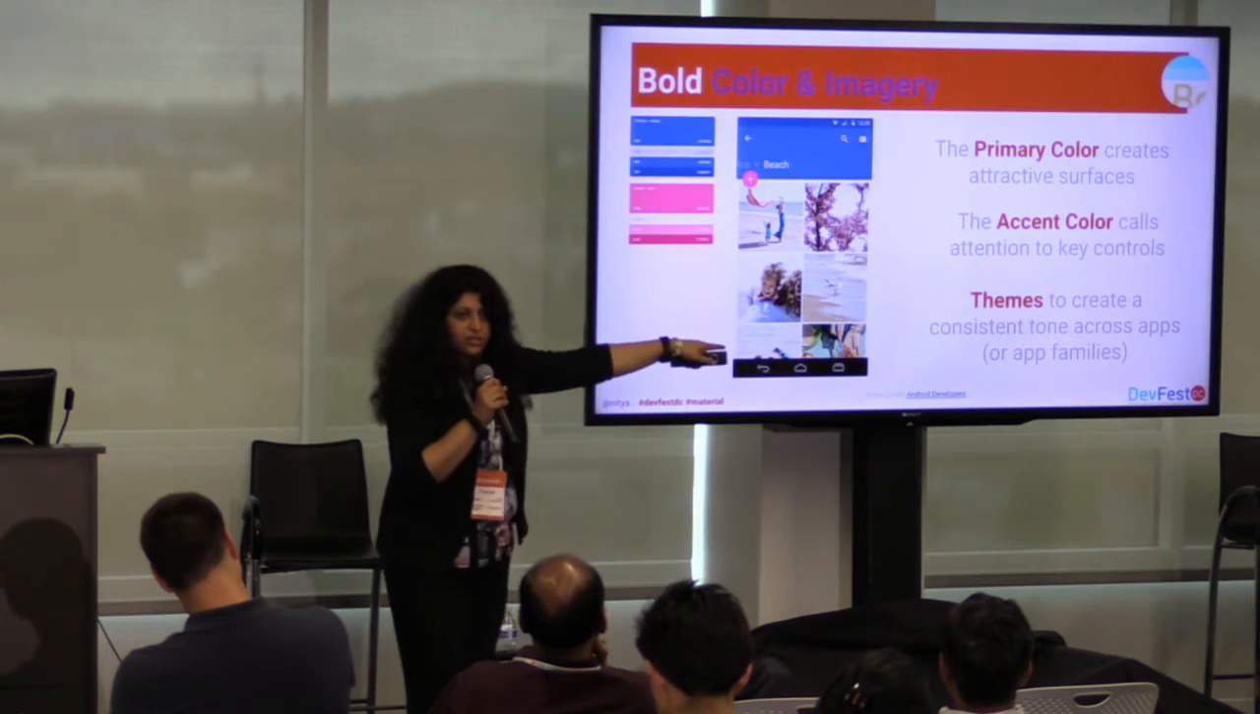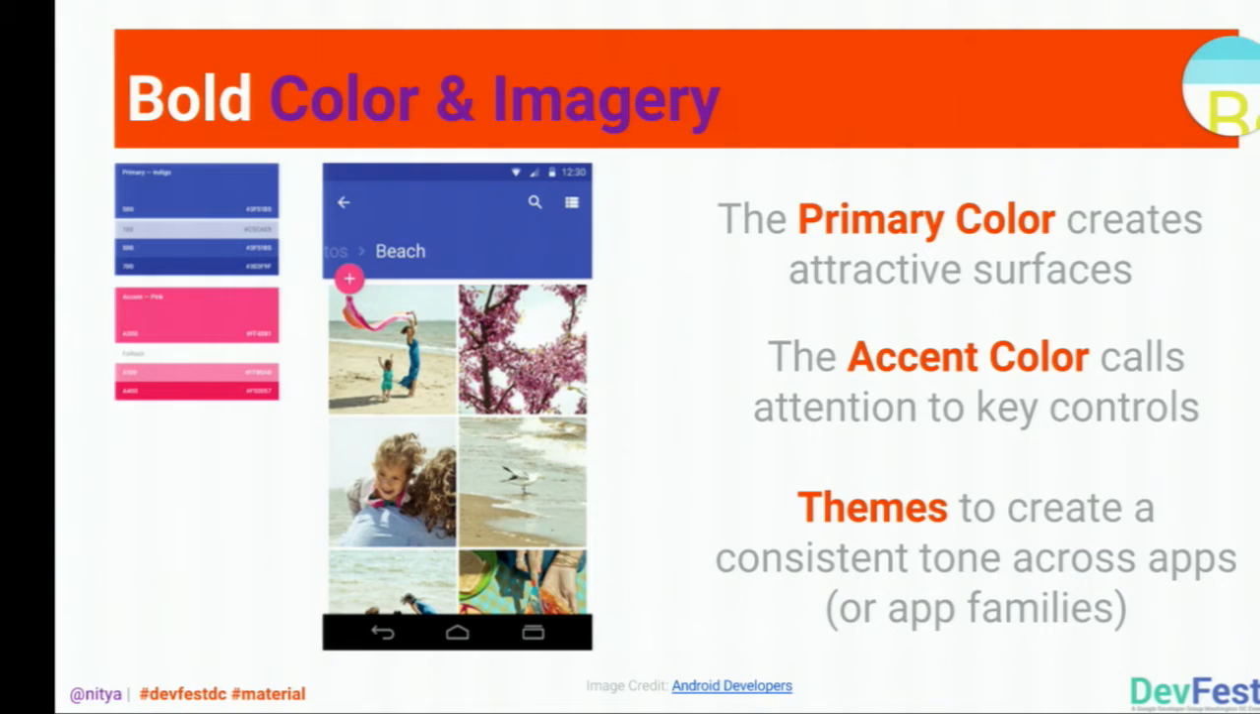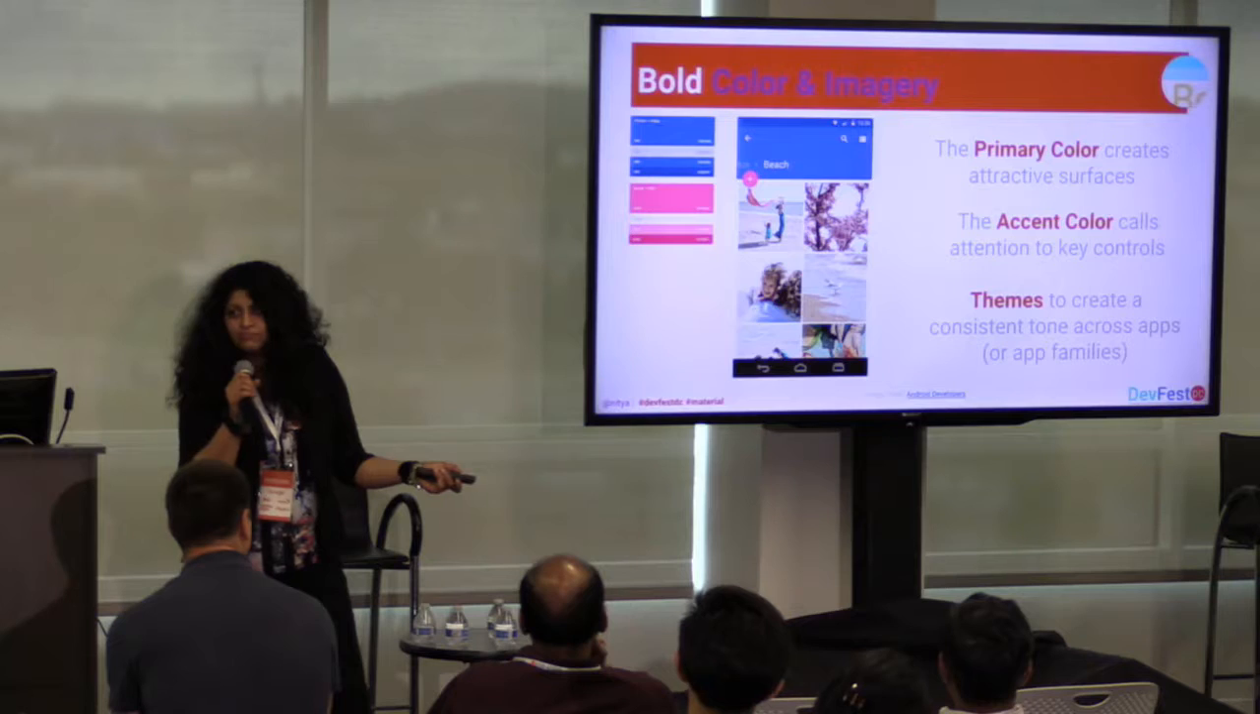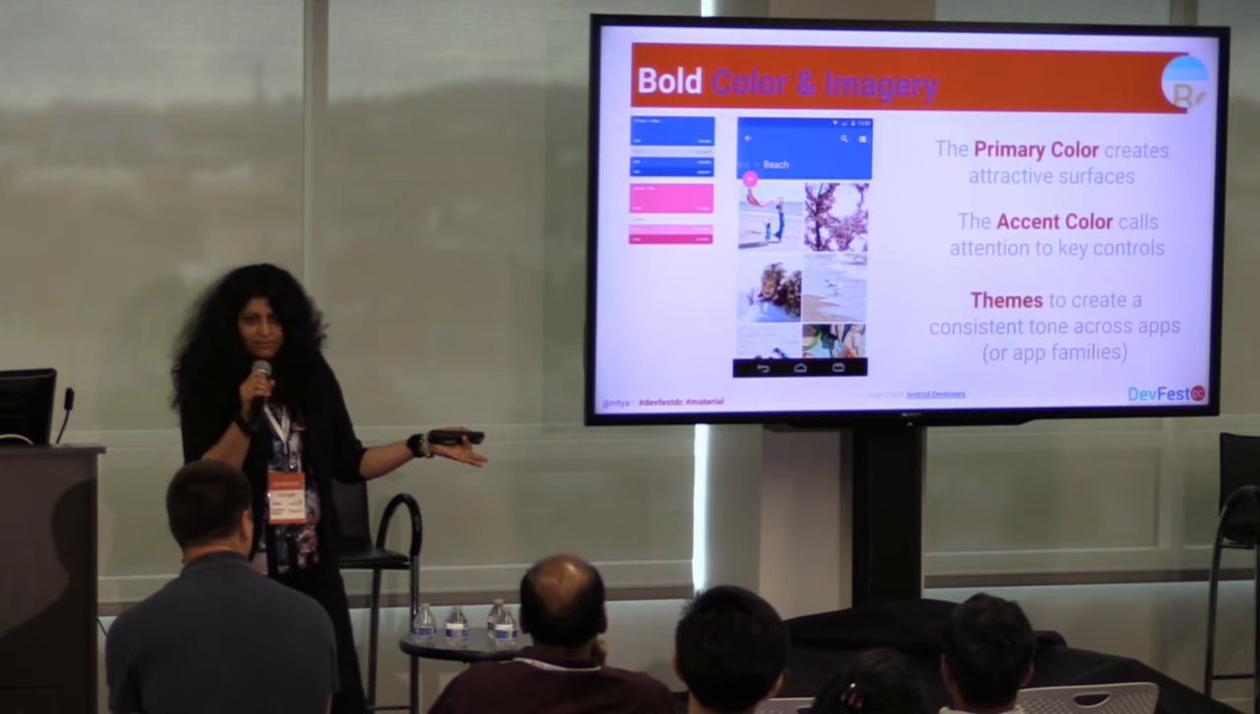And finally, there's this notion of themes. So here, each one of those is about, on a per component level, what's the primary color, what's the accent color. A theme basically knits it all together. It says across this whole family of components, this is what I want you to enforce. How many of you have used Bootstrap? Familiar with themes, right? Yes? Okay.